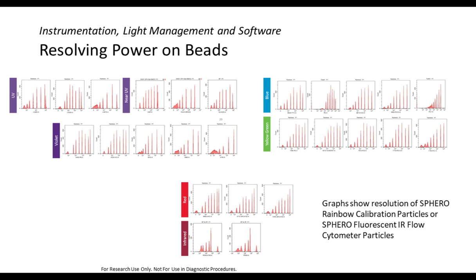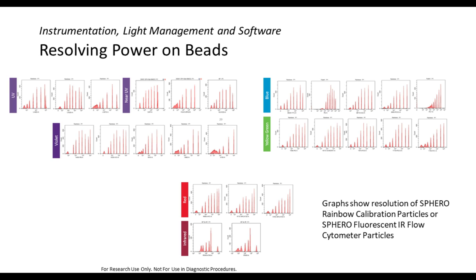And the way we usually measure this, or a traditional way of measuring this, is by using a multi-intensity bead mixture that can display the resolution power across the different channels of an instrument. So what we're looking at here are 7 different laser options that are available on the CytoFLEX platform.